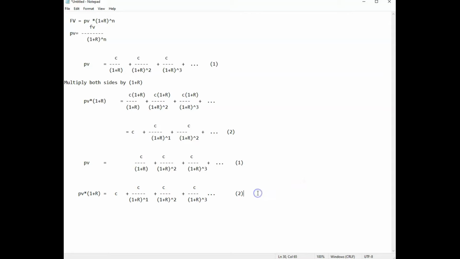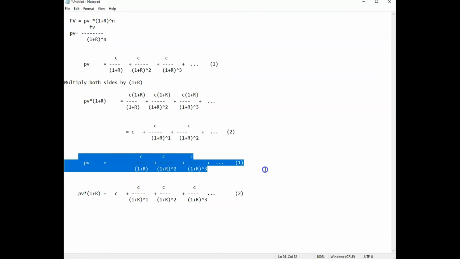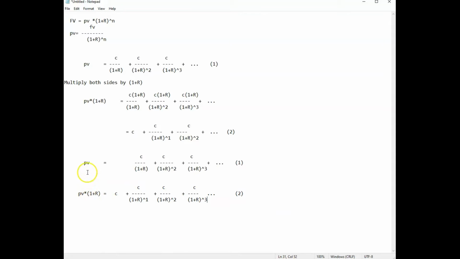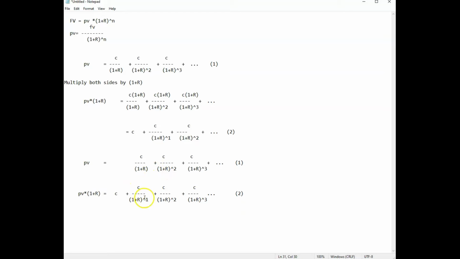This is equation number 2. Again, how do we get equation number 2? We multiply both sides of equation number 1. We are going to use equation number 2 minus equation number 1: left-hand side minus left-hand side, right-hand side minus right-hand side. On the right-hand side, the second item cancels with this one, this one cancels this one, and this cancels this one.